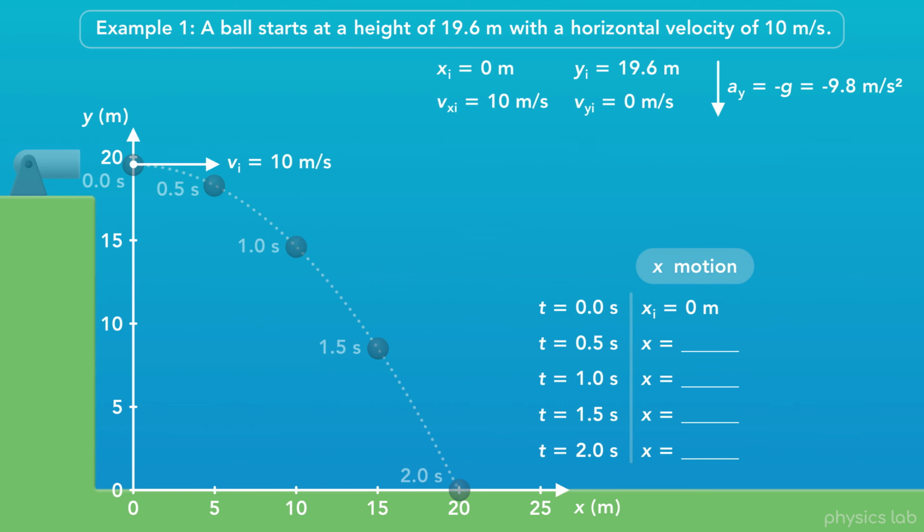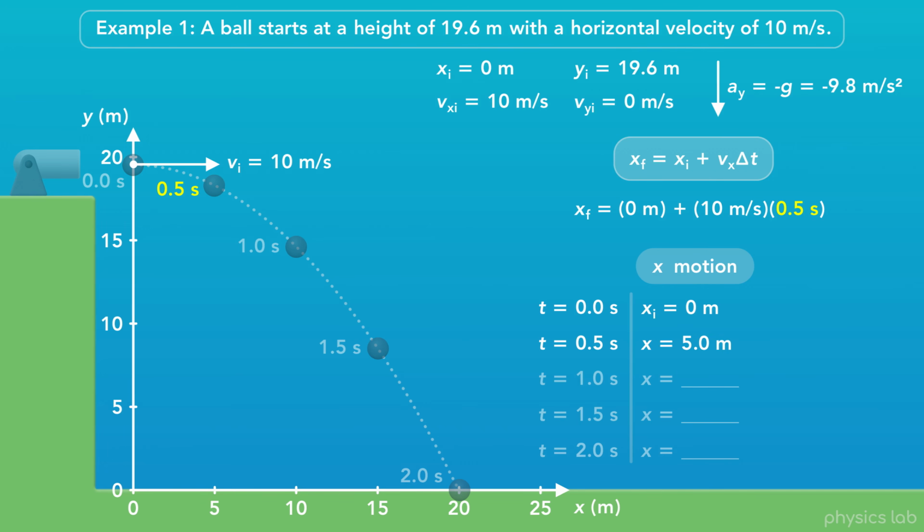Now let's look at the motion in the x direction. There's no horizontal acceleration, so we can use this equation to find the x position at each time. At t equals 0.5 seconds, we plug in 0 meters for the initial x position, 10 meters per second for the x velocity, which is always the same as the initial x velocity, and we plug in 0.5 seconds for time. That gives us 5 meters for the x position.